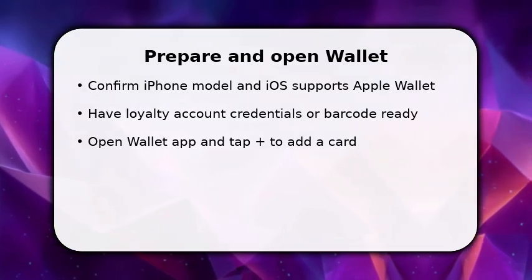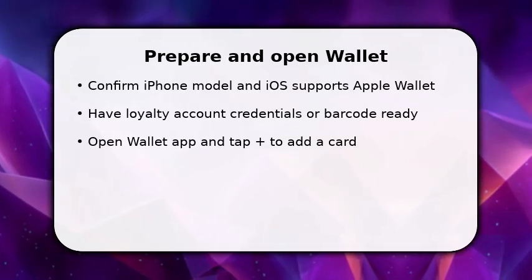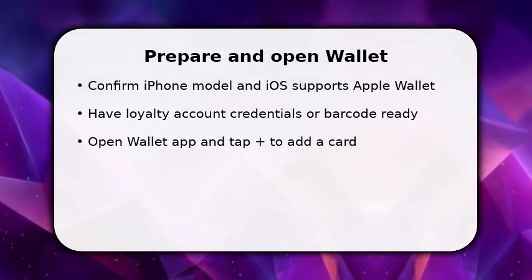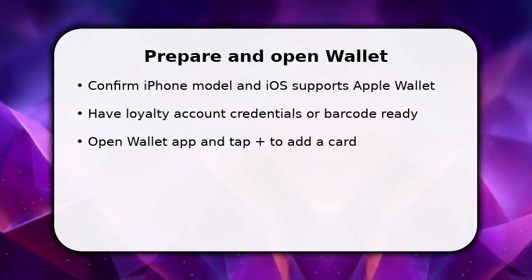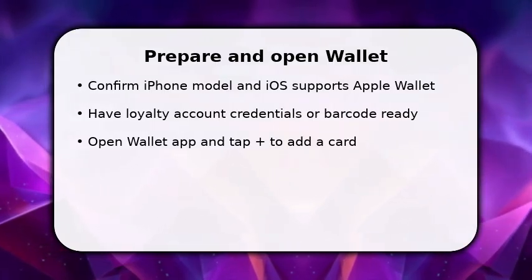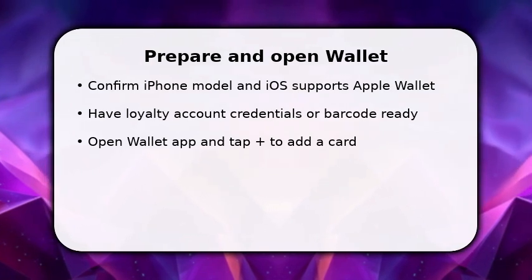Once ready, open Wallet and tap the plus sign to add a card. You'll see options. Choose Scan Code or Enter Details depending on the merchant. Move deliberately and make sure the camera captures the code clearly. Now you scan or enter the loyalty information.